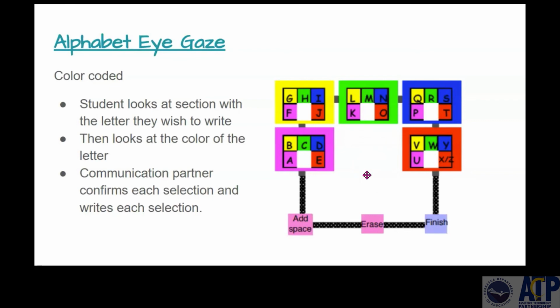Finally, the student would look at the red section, have that confirmed by the communication partner, and then look at the blue section to indicate that the letter that they want is in blue. That would be confirmed and written, and the student would choose finish to indicate that they were finished with that word, or add space to indicate that they wanted to go on and write another word.